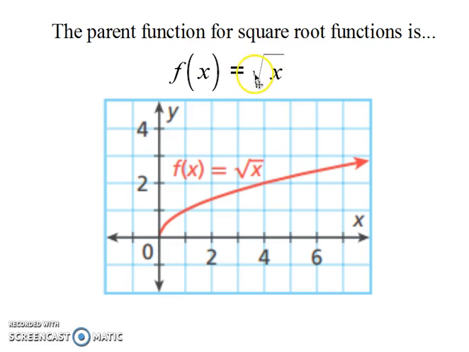The graph of this function is going to look as follows. So you start at (0, 0), then you've got another point at (1, 1), and then you have another point at (4, 2).